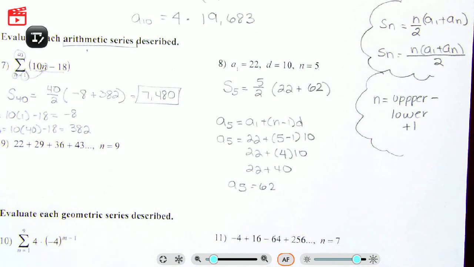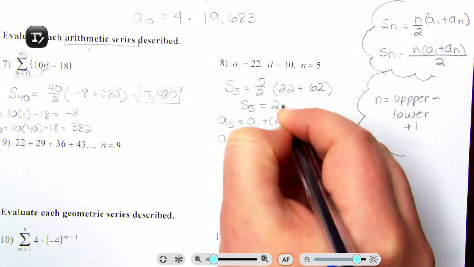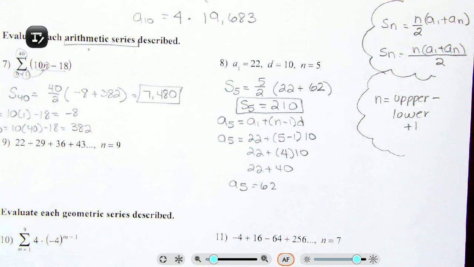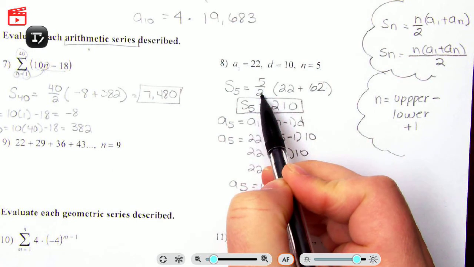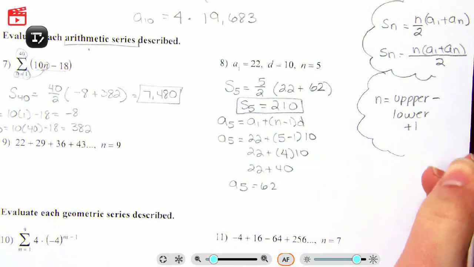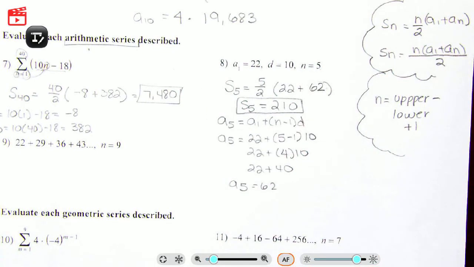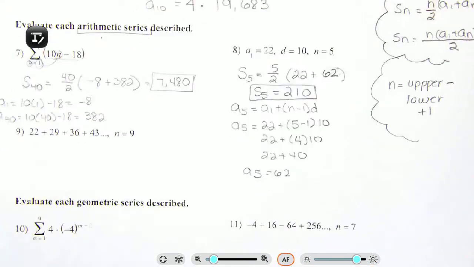Then I'm going to use my trusty calculator. 22 plus 62 is 84. 84 divided by 2 is 42 times 5. S sub 5 is then equal to 210. Again, what I did is I added inside my parentheses, I then divided by 2, then multiplied by 5. So I technically was using this formula here, but it still should work. Don't evaluate this. Don't make this into a decimal. Don't do that.